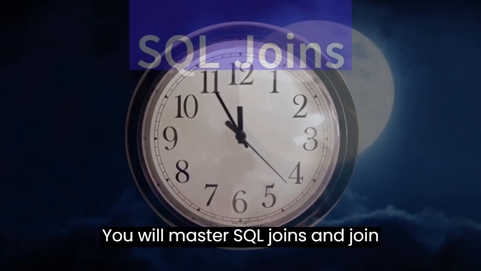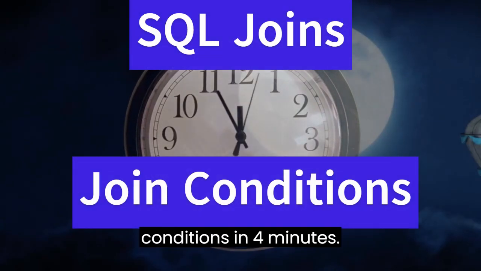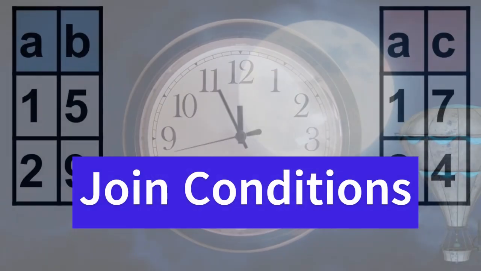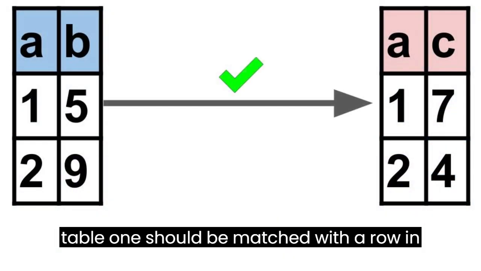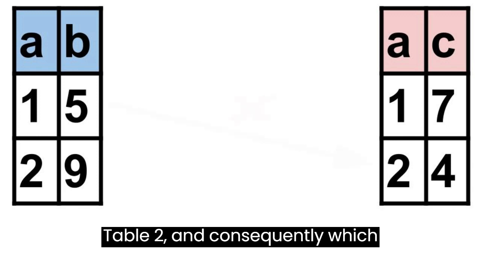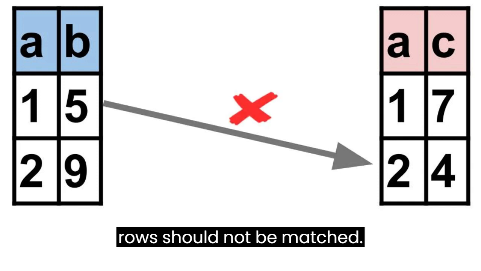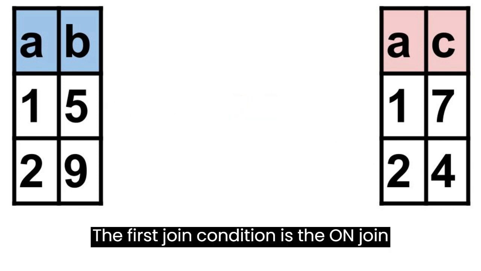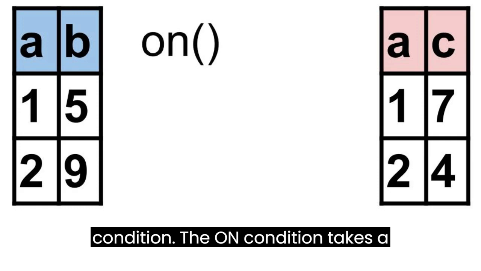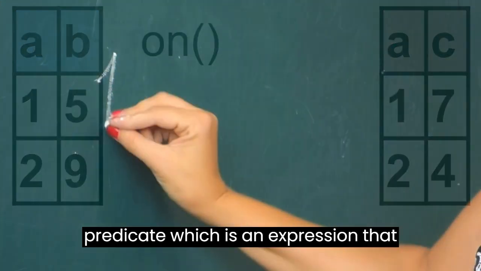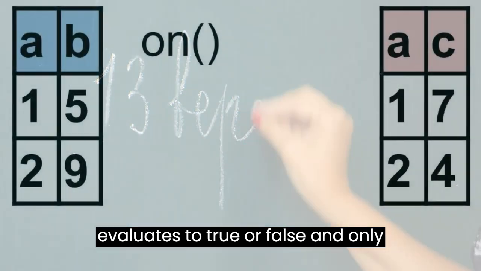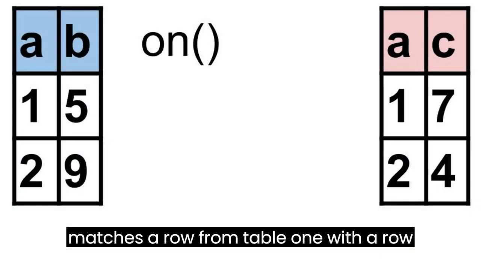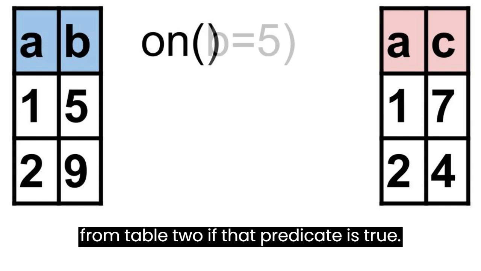You will master SQL joins and join conditions in 4 minutes. Join conditions determine which rows from Table 1 should be matched with a row in Table 2, and consequently, which rows should not be matched. The first join condition is the on-join condition. The on condition takes a predicate, which is an expression that evaluates to true or false, and only matches a row from Table 1 with a row from Table 2 if that predicate is true.